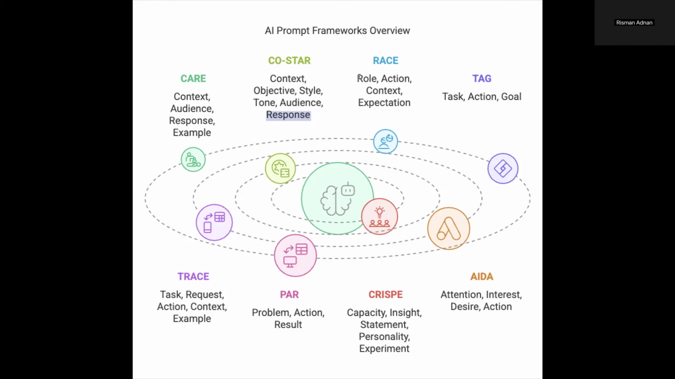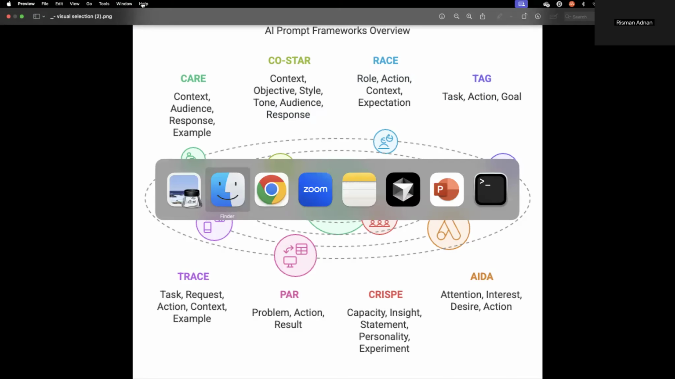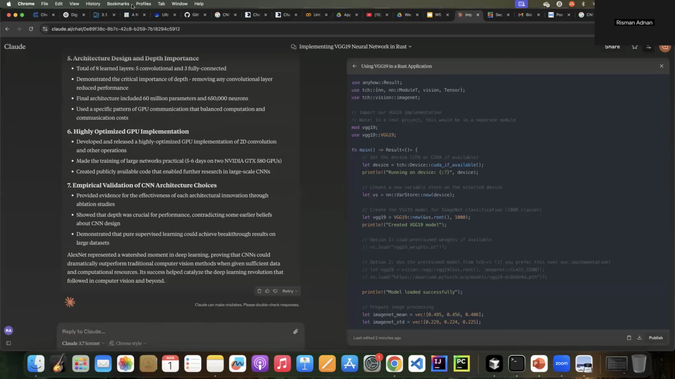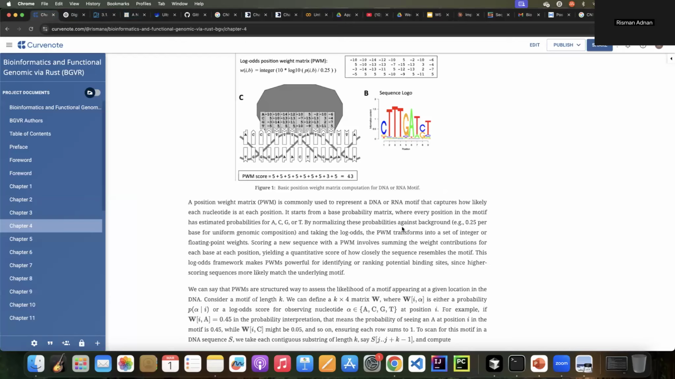You can also use RACE, like role, action, context, expectation. TAG, task, action, goal, is very simple to get the code. Problem, action, result, is also very simple. So build your prompting skill from these frameworks to help you generate the code. If you can generate the code, then you can spend more time with mathematics and algorithms.